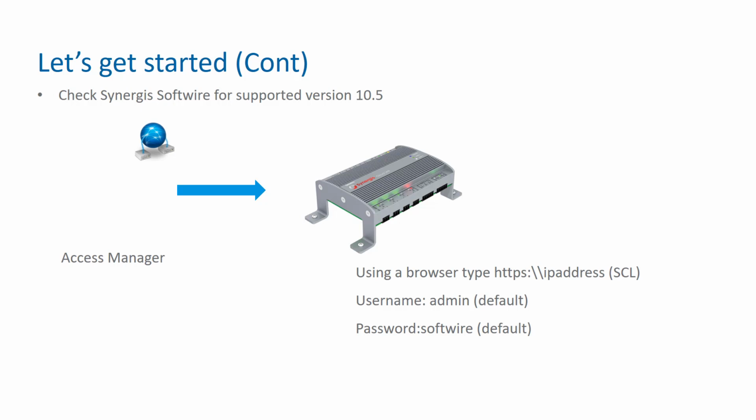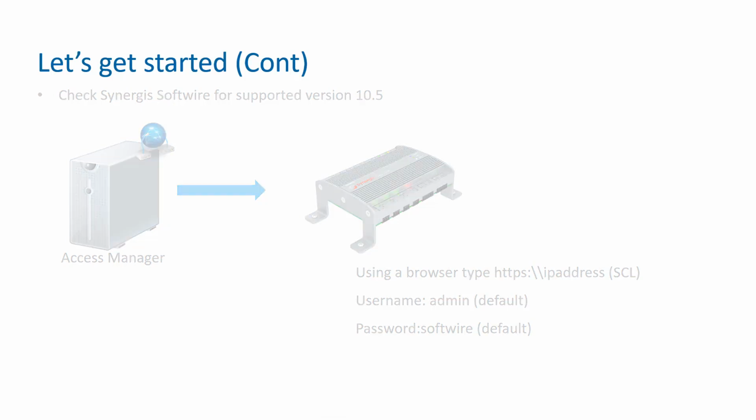Now we also need to check the version of our Cloud Link. We're going to have an Access Manager that our Cloud Link is going to be added to. So open a browser and go to the IP address of the Cloud Link, using the username and password assigned to the Cloud Link. By default it is admin in Softwire, but of course, a lot of users do change the password for the Cloud Link. So just go ahead and log in.